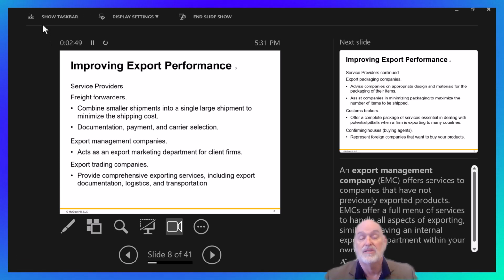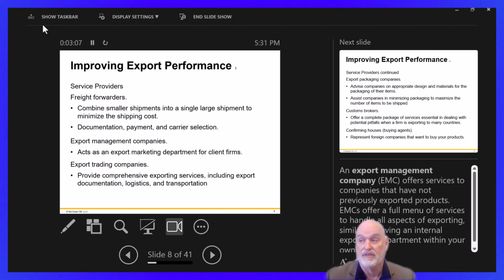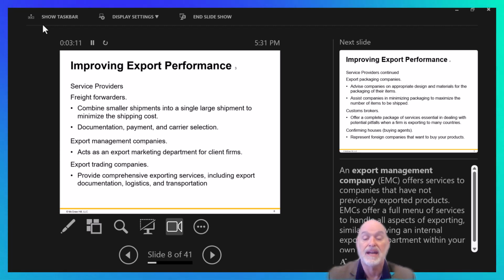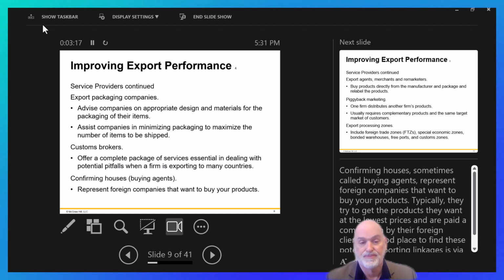Service providers, you have something called freight forwarders. And these guys combine smaller shipments into a single larger shipment to minimize the shipment costs. And then they have documentation, payment, and carrier selection. Also, export management companies. They act as an export marketing department for client firms. Export trading companies. They provide comprehensive exporting services, including export documentation, logistics, and transportation.